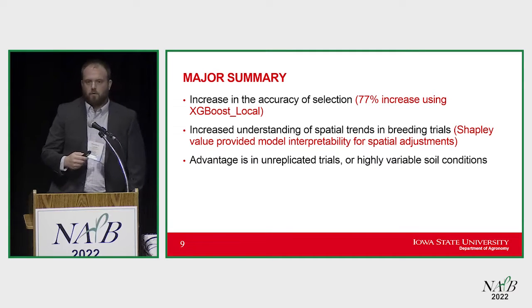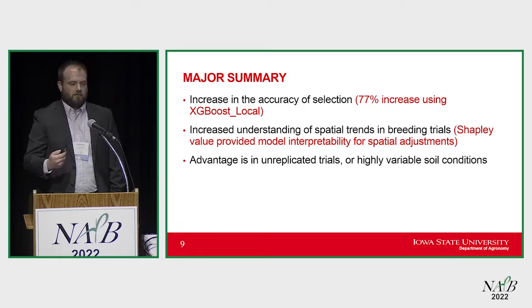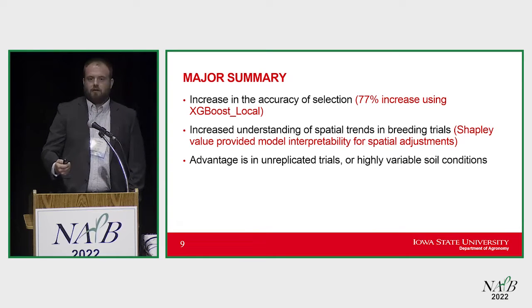So I've talked about how we assess the spatial side of the model. I've talked about the interpretability. Just to sum up some of our major findings, what we're seeing is an increased accuracy using the XGB local model. We see about a 77% increase in the mean relative efficiency compared to no spatial adjustment.